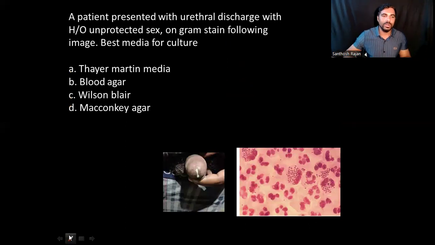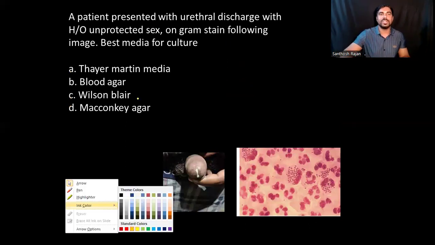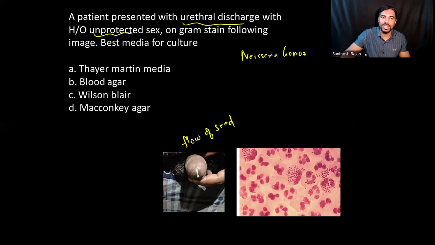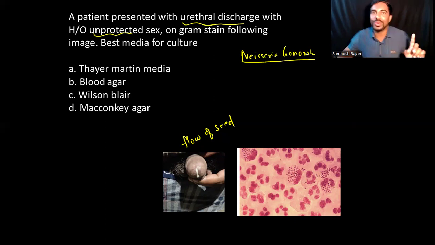Now, another question, in the same picture: the patient with urethral discharge, unprotected sex, and gram stain. I don't know whether they give a gram stain picture or this picture. So this is flow of seeds, they call it. Flow of grains or flow of seed. When the flow of grain, flow of seed comes, that is your Neisseria gonorrhea again. This time, I think there was a question on both Neisseria gonorrhea and Neisseria meningitidis. That's what I stressed, if you remember. In the 122 questions, I made three questions based on this only, and you got it. So, Neisseria gonorrhea, now what happened?